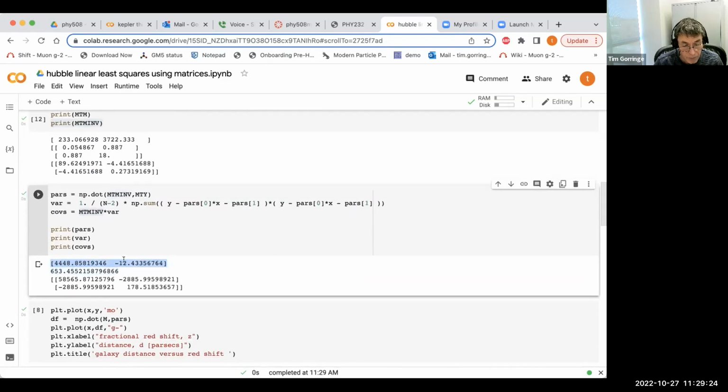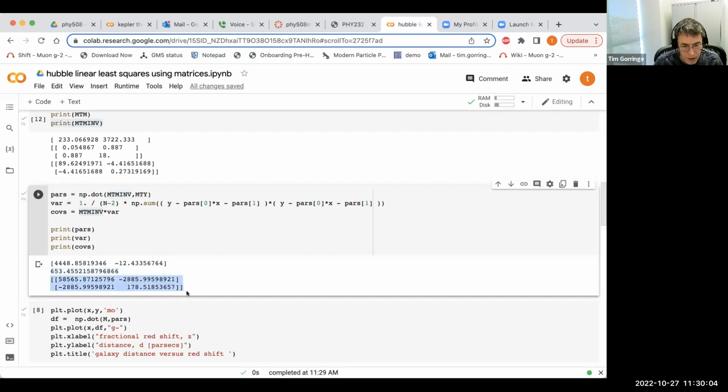4,500 roughly is the slope. Minus 12 is the intercept, very close to 0. The variance of the data points, so it's the square of the standard deviation, is just a number, okay? And that reflects how much the data points are scattering from the best fit line. It is this number here, 653. If we took the square root of that, it must be around 25 or something. It would tell us typically how much a data point is from the fit function, from the straight line.